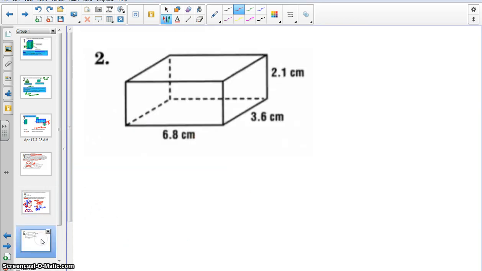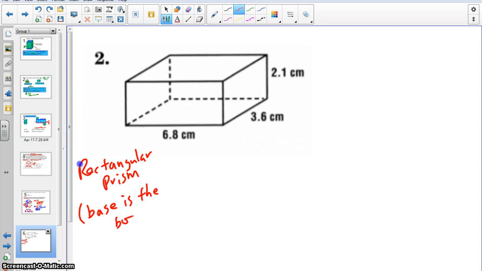Let's move on to our second example. Again, ask yourselves, what are the bases here? The bases are rectangles, so this is a rectangular prism. Now, please note on this, this is going to be slightly different than the other prisms. On a rectangular base, we will use whatever the base will actually be the bottom. And again, this is only for a rectangular prism, so we will say that the 6.8 by 3.6 is our base.